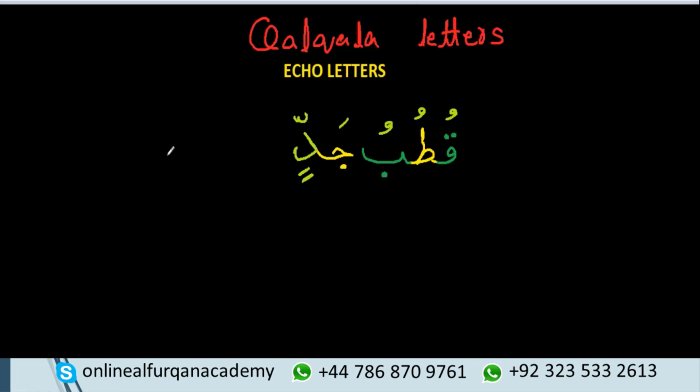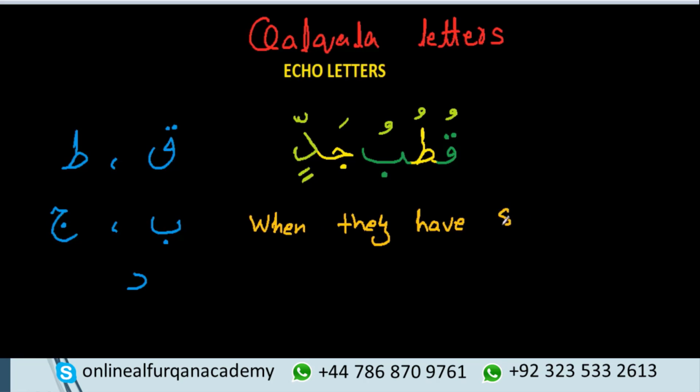Very good. Now also we can write down these 5 letters separately here. Qaf, Ta, Ba, Jim, and Dal. So these are the 5 echo letters we have. Now the question is, when are we going to apply this echo sound on these 5 letters? The answer is very simple: when they have sukoon sign. When they have sukoon sign.